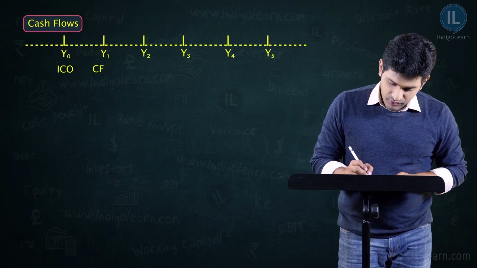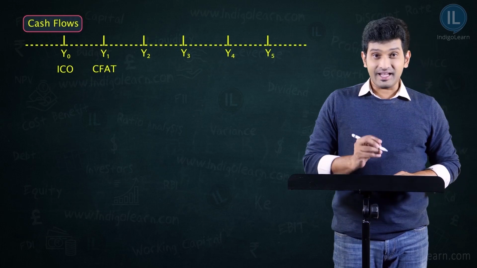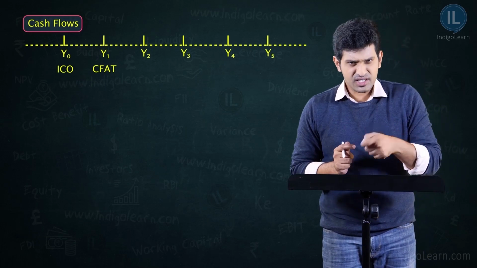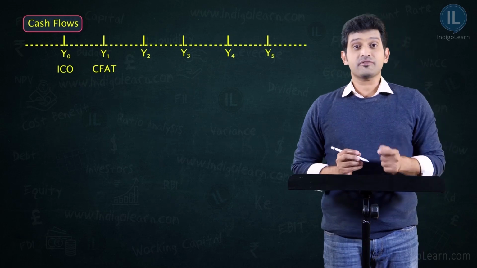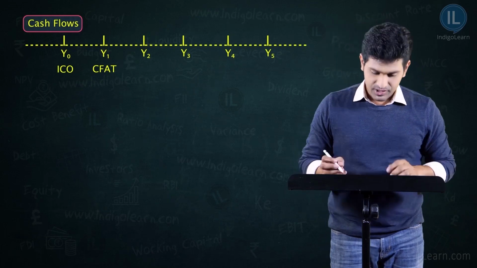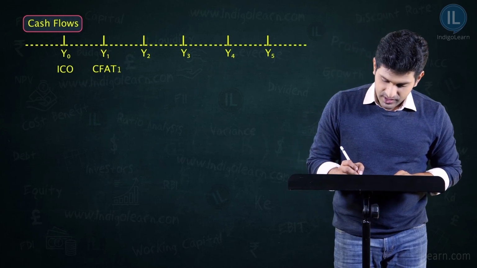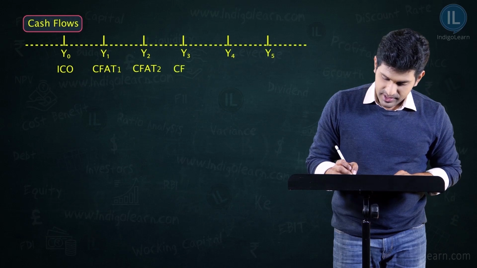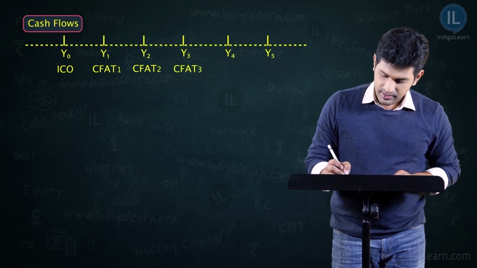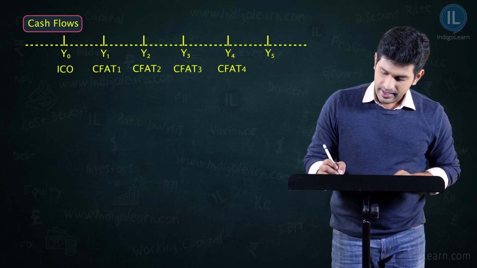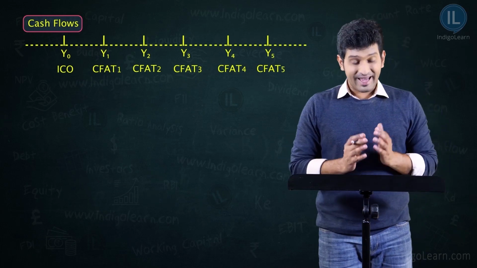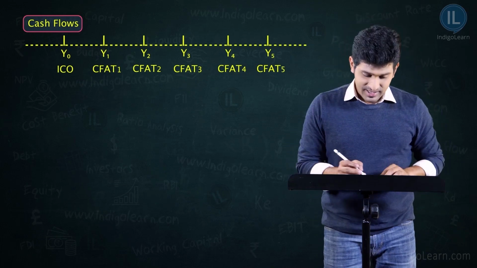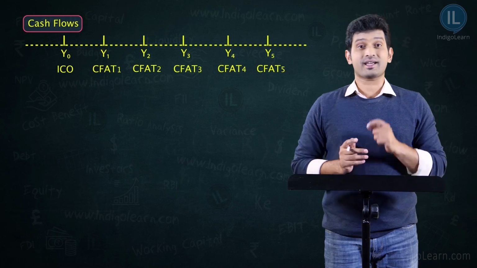Then, we will have to write CFAT, that is the cash flows after tax, which we just saw how to compute. They are the relevant figures for the purpose of taking a capital budgeting decision. So CFAT1, CFAT2, CFAT3, CFAT4 and CFAT5. Now these are the cash inflows, whereas the initial cash outflow, what we said, is a cash outflow.